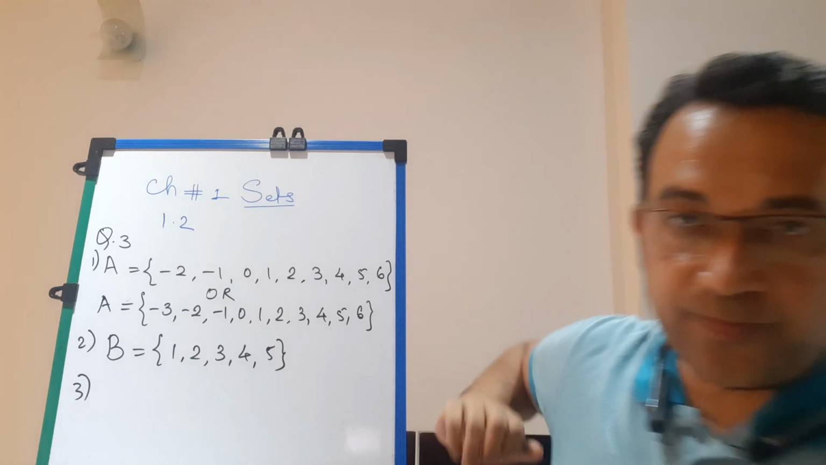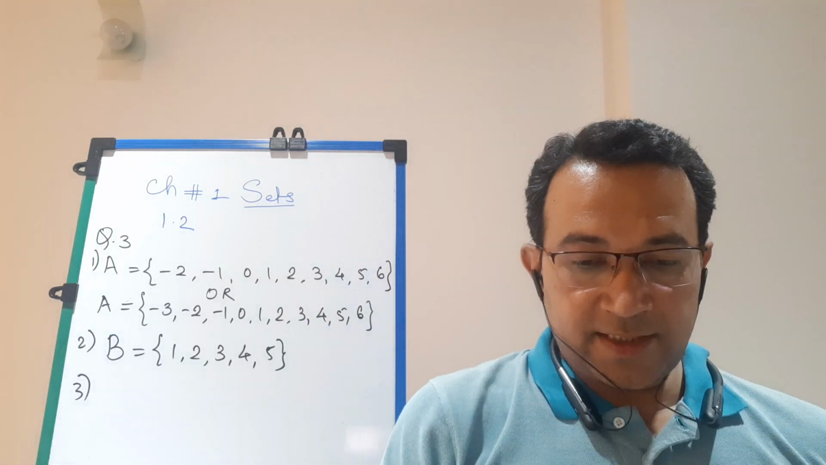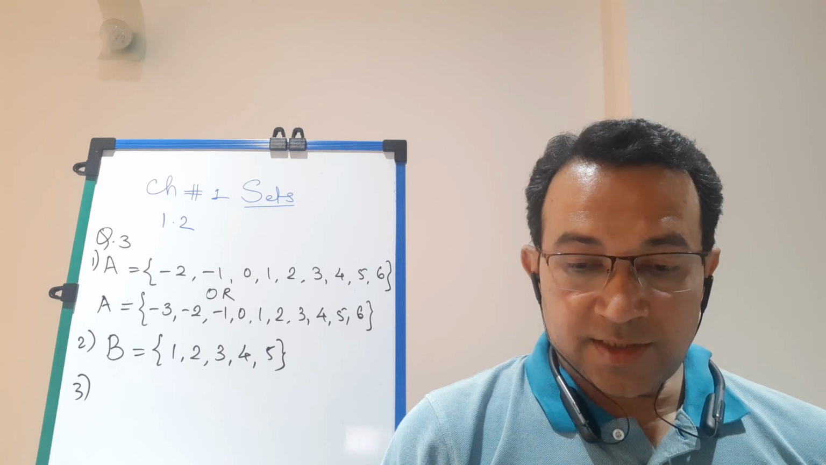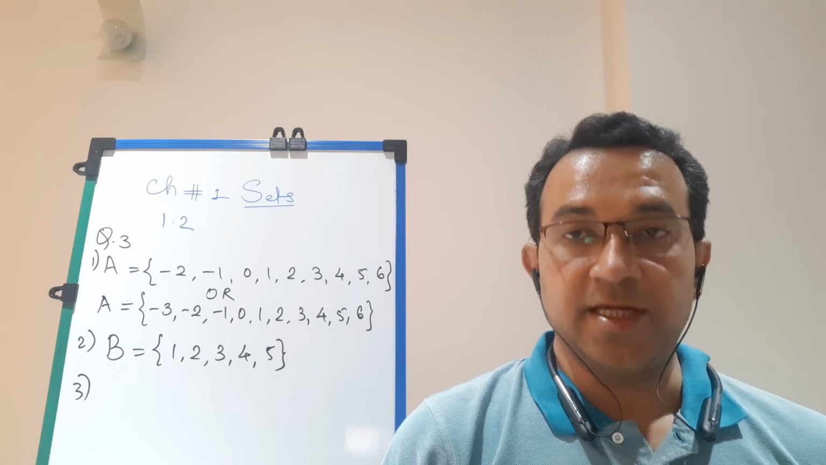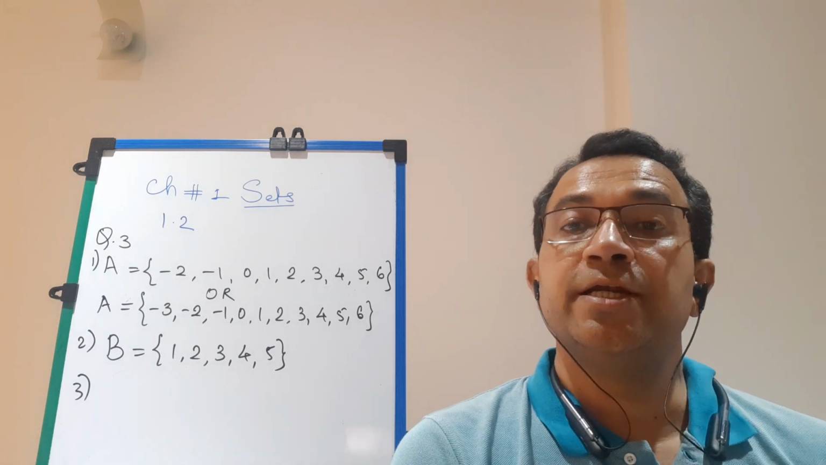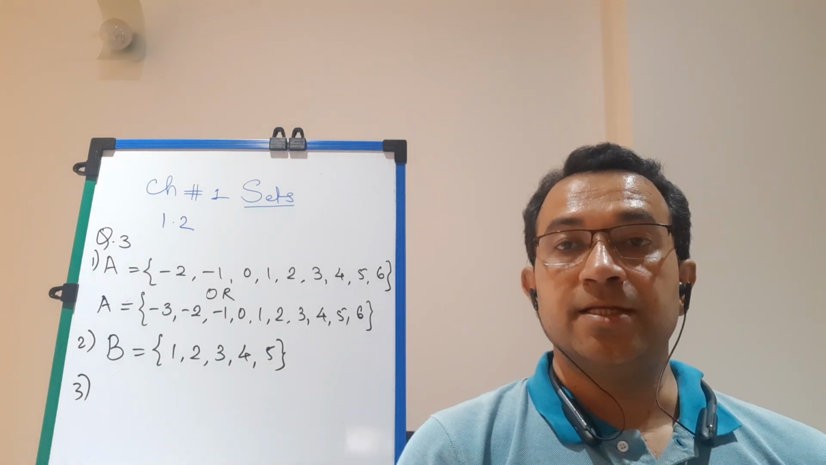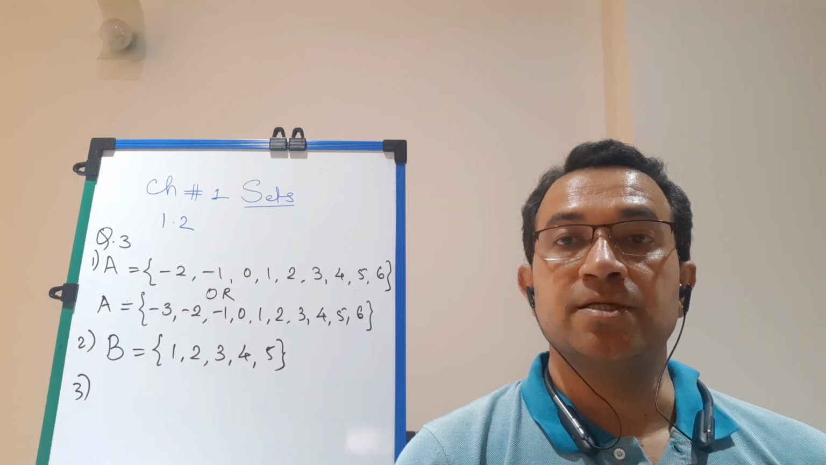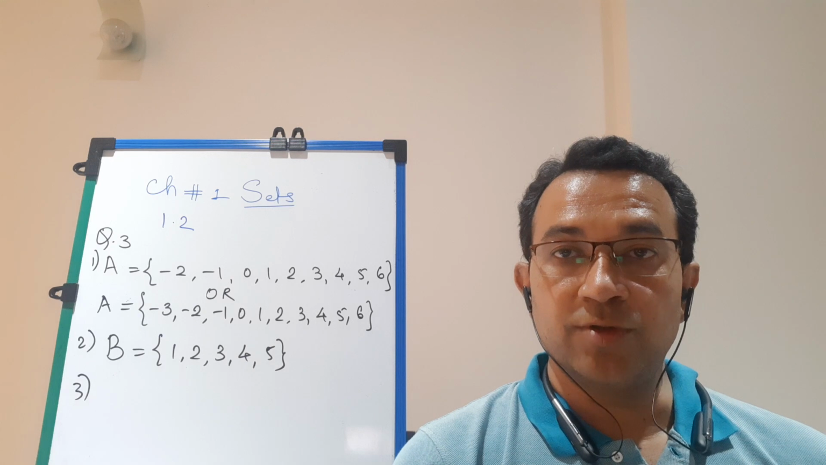It's very simple. Then the third set: x such that x is a 2-digit natural number such that the sum of its digits is 8. 2-digit natural numbers. Now N, the set of natural numbers, starts from 1, and 2-digit natural numbers start from 10 up to 99.